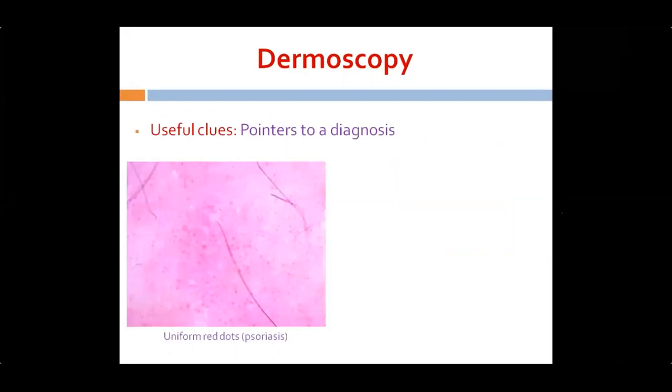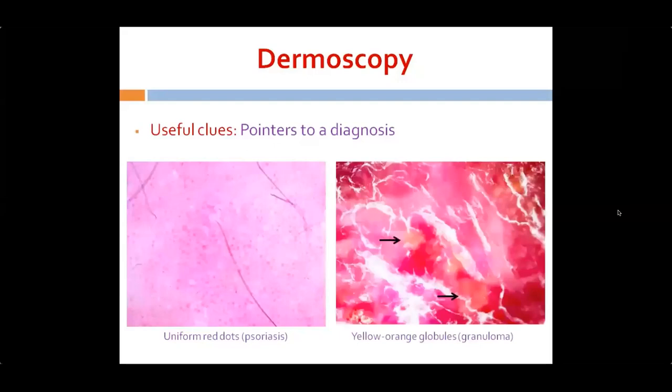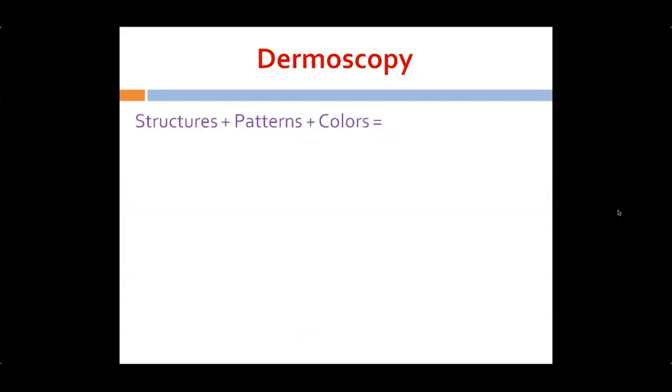And here you can see the yellow-orange globules with the telangiectatic vessels. This set of findings usually corresponds to granulomas, but these are non-specific because they are seen in a variety of granulomatous conditions. But although non-specific, when these structures are viewed in the context of the clinical lesion, they definitely serve as useful clinical clues. Hence, dermoscopy very importantly should be viewed in the context of the clinical picture.